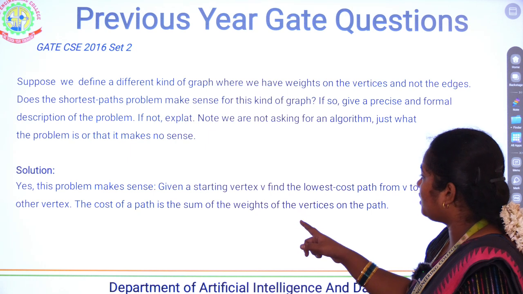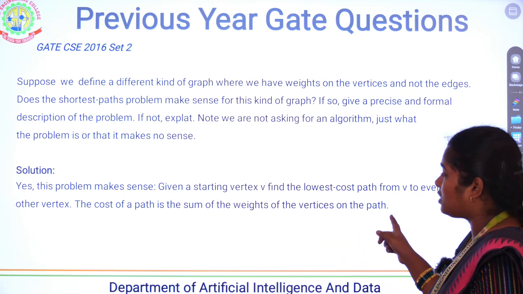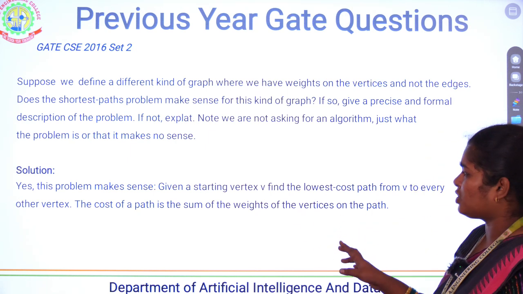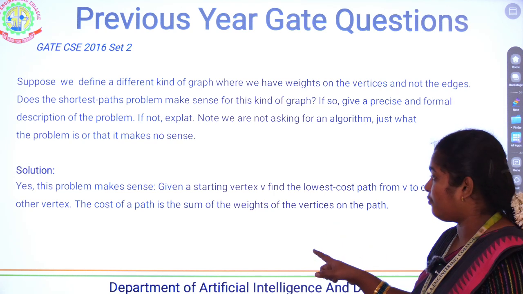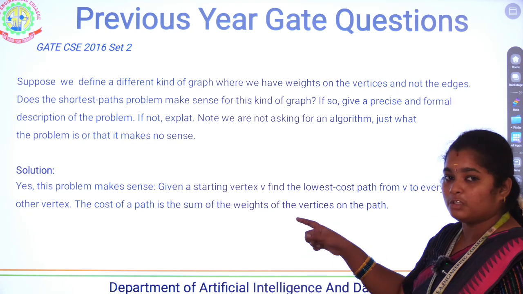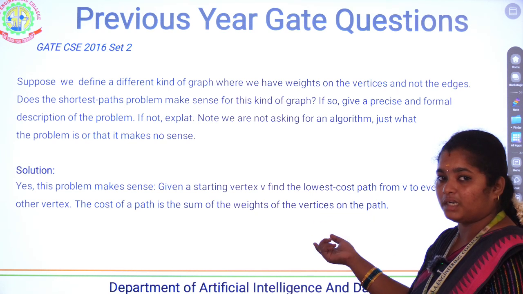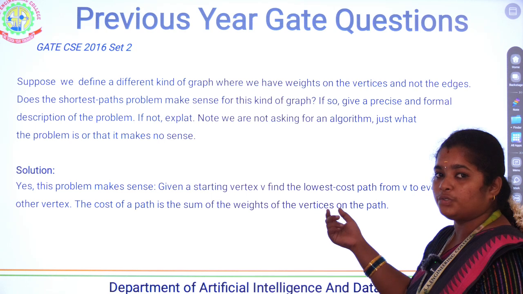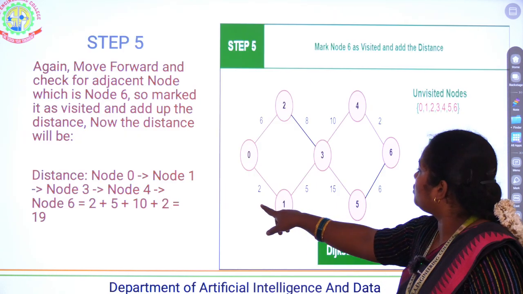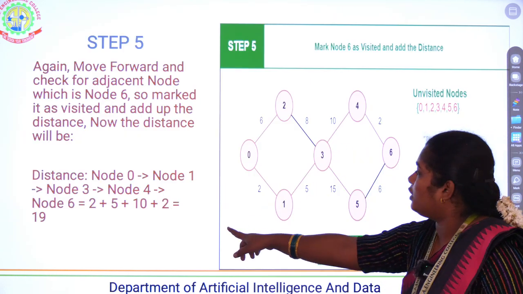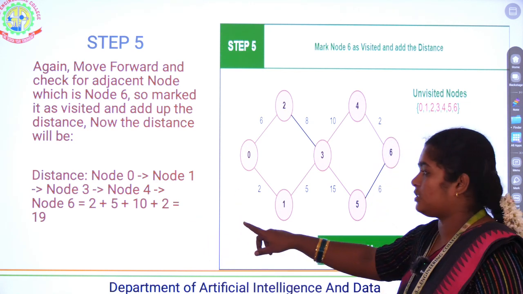The cost of the path is the sum of the weights of the vertices on the path. The cost of the path means it is the weighted graph. The sum of the weights means we are going to add the node values, that is a directed weighted graph, node 0, 1, 2, 3, like that. 2, 5, 10, those values are added, and that will be the shortest path.